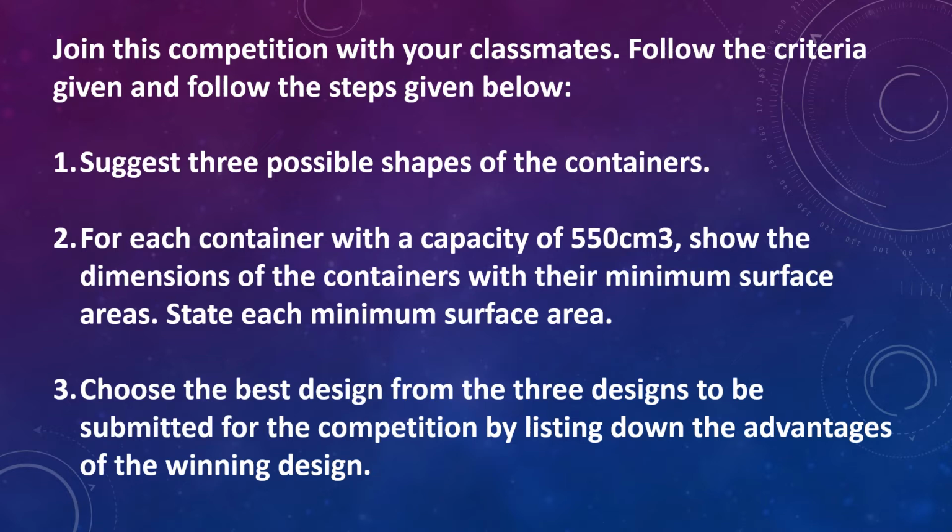Suggest 3 possible shapes of the containers. For each container with a capacity of 550 cm3, show the dimensions of the containers with their minimum surface area. State each minimum surface area. Choose the best design from the 3 designs to be submitted to the competition by listing down the advantages of the winning design.